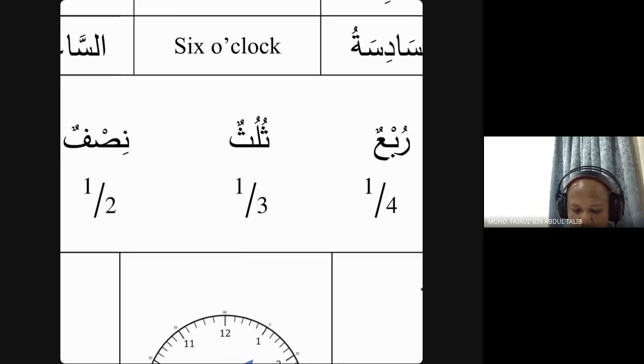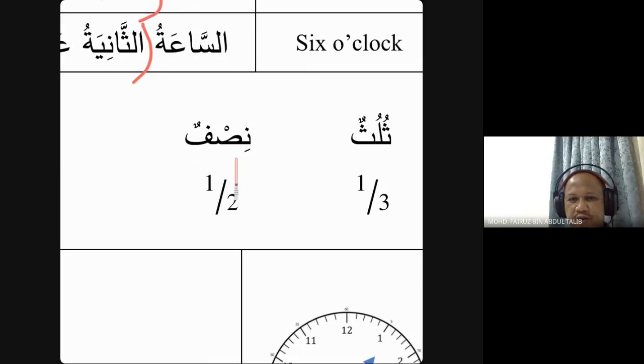Next word, nisfun. Or you can just say nisf. So nisf is half. Okay, that is nisf. 30 minutes. So how do you say 1:30? You will use this word, nisf.